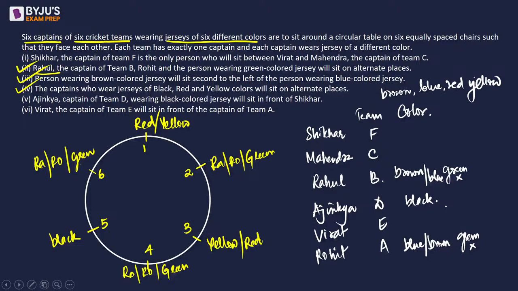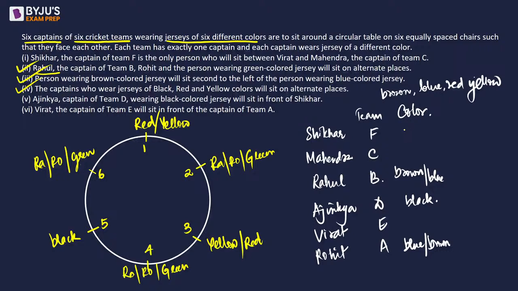This is fixed. So we know all the 6 colors, but not the exact combination, right? So we can remove this. Green not possible. This was obvious. Okay. Ajinkya sits in front of Shikhar. So this is Ajinkya, right? And he sits in front of Shikhar. So 5 and 2, they are directly in front of each other. So at 2 we will have Shikhar, right?